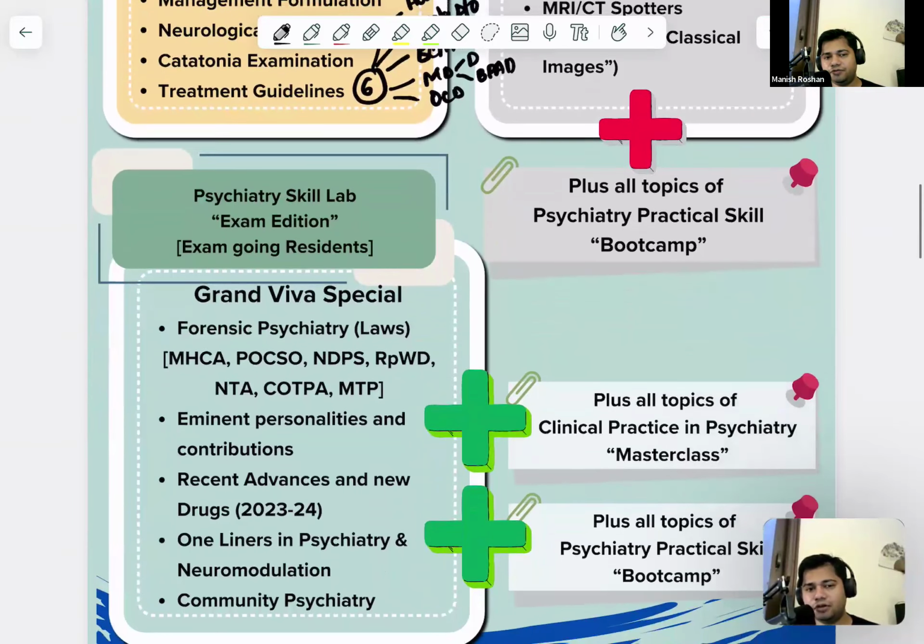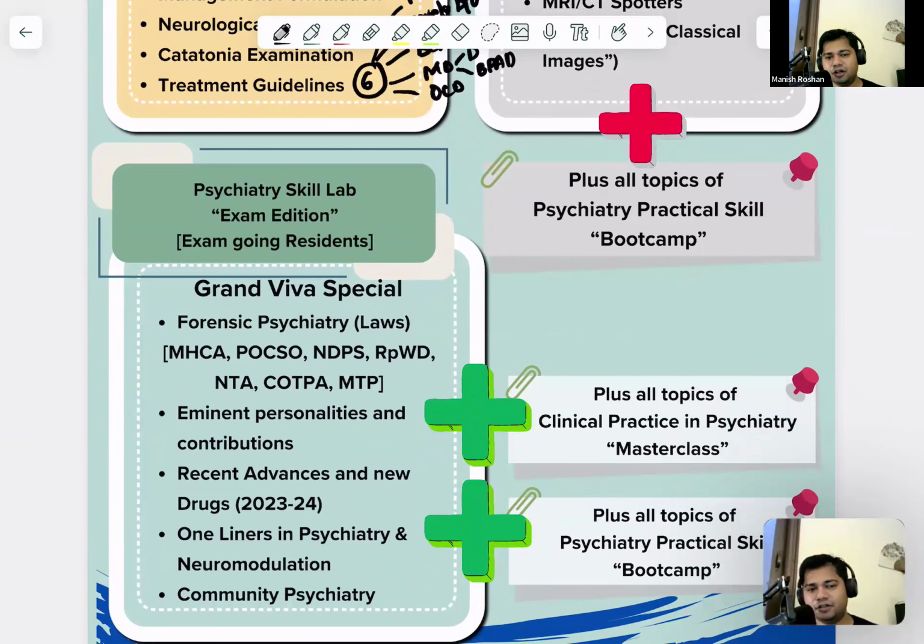Now, the final part, that is the exam edition. Whatever has been mentioned for the boot camp and the master class, those topics along with grand viva special topics, which include the forensic psychiatry part. We'll be covering specific portions which have been asked, and there are high chances that they will be asked again in your viva. We'll be looking at MHCA, POCSO, NDPS, RPWD, National Trust Act, CrPC, MTP, all specific portions of them. We'll be looking at various kinds of changes that they have introduced in the past 1 or 2 years. All those changes will be mentioned over here.